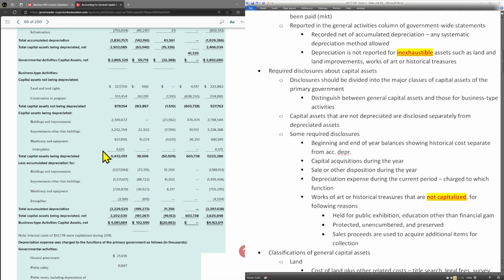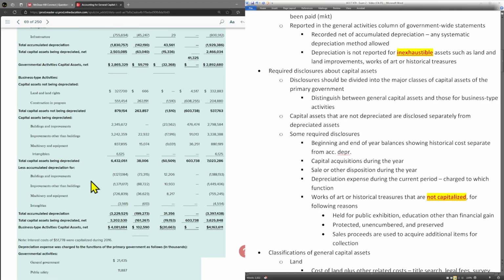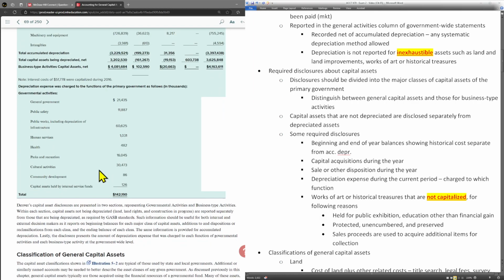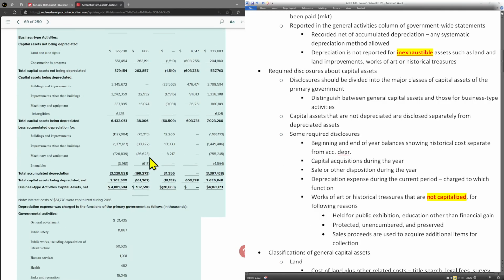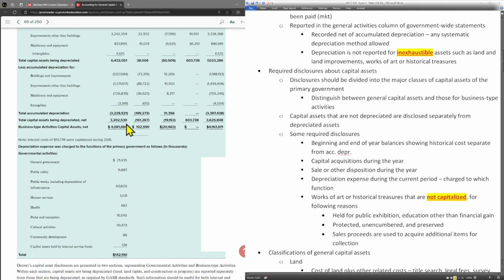Now, you notice in this list, we just have accumulated depreciation. We don't show what is the depreciation expense. And so if we go to the bottom here, this is the list of depreciation expense. Depreciation expense was charged to the functions. So when we do depreciation, we actually separate it out on the government-wide statements according to the function or the program of the primary government. And so we can see what is charged against which area. Whereas you can see the accumulated depreciation is not tracked that way. It's tracked in categories: buildings, improvements, machinery, intangibles. So accumulated depreciation is tracked by type, by classification.